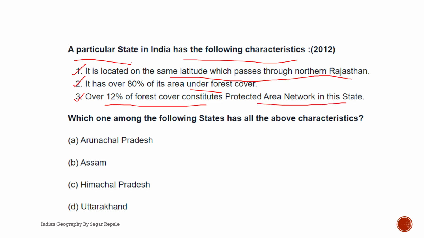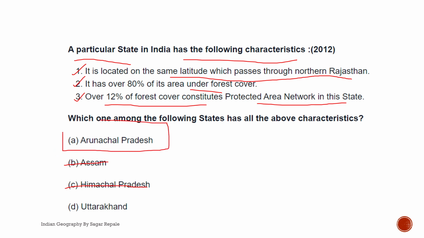So here it is located on the same latitude. So latitude wise, Himachal Pradesh is located to the north of Rajasthan, so it will get cancelled. Next, it has over 80% of its area under forest cover. So Assam won't be the answer because Assam has the largest population in Northeast India. Brahmaputra River flows through Assam. So Assam doesn't have that much forest cover. So it will get cancelled. Now Arunachal Pradesh and Uttarakhand. So here the answer is what?